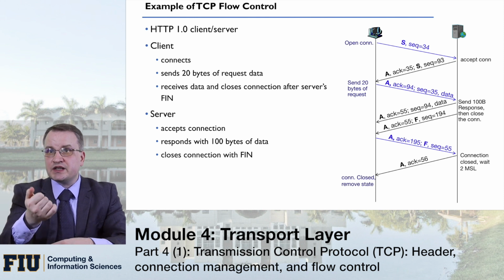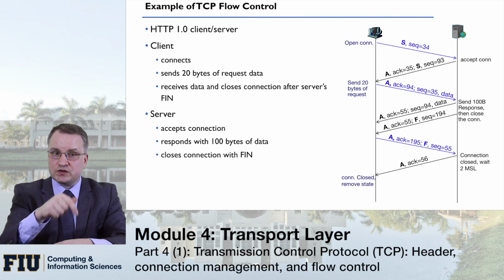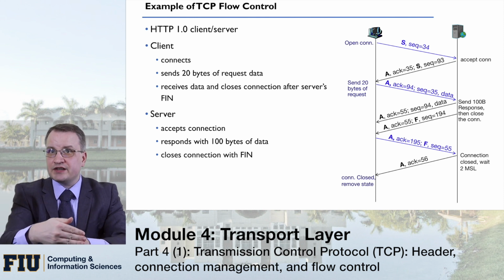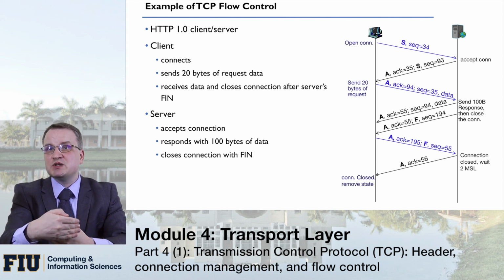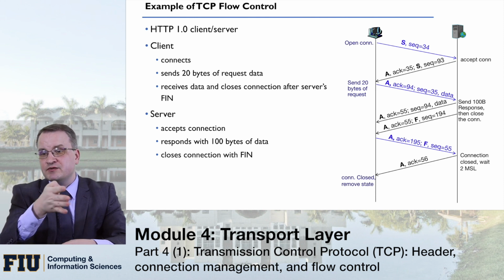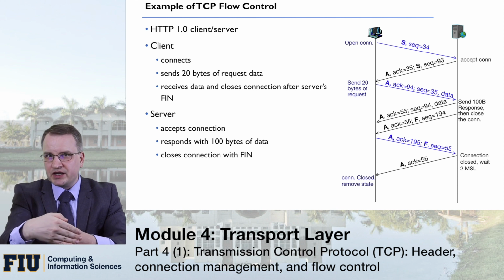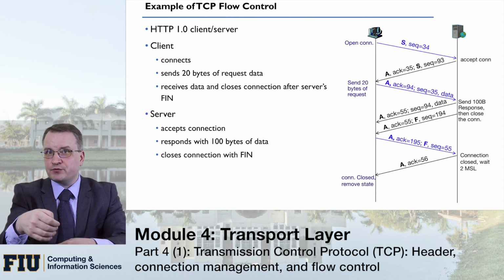In the simplest case, it can send 100 bytes of data, with an acknowledgement to acknowledge the previous reception of the data. It has its own sequence number indicating that the first byte in the data it is sending out is 94, and it sends the whole 100 bytes of data. And then a second packet can be sent with an empty payload, acknowledging, again for some reason, the sequence number 55. It has the FIN flag, and the sequence number is 194, meaning the first byte in the payload, even though the payload in this case is 0, would be 194.